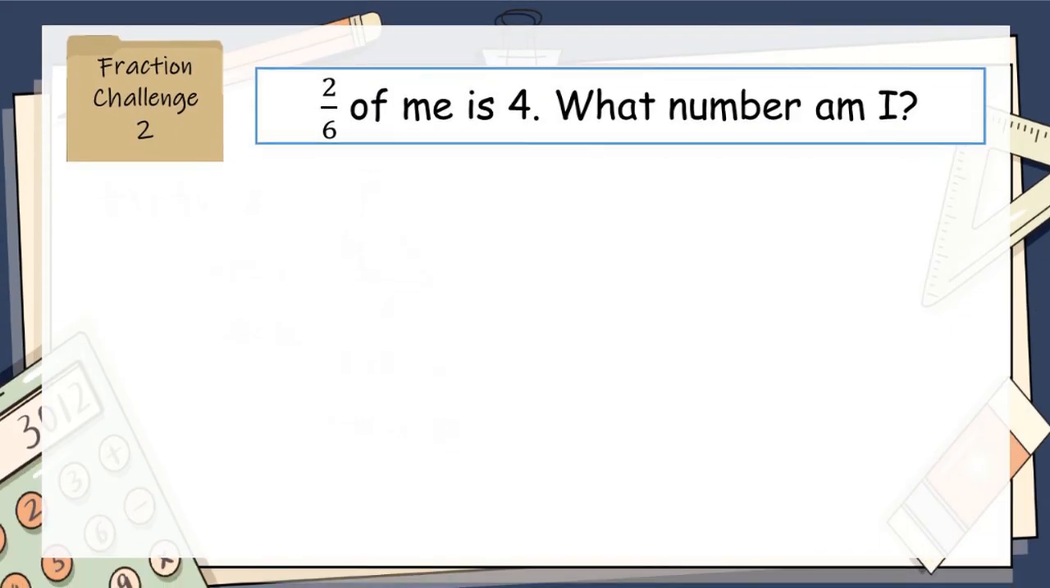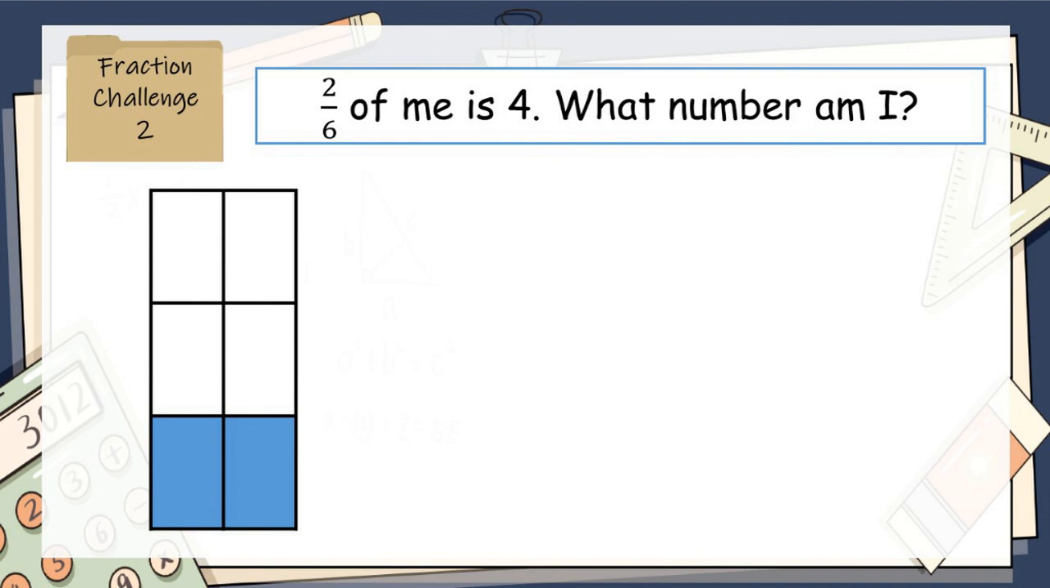Okay, try figure this one out by yourself. We'll take it nice and slow going step by step. 2/6 of me is 4. What number am I? The first thing you need to do is draw a picture with 6 equal parts. Then colour in 2 of them. Okay, now that you've got that done, fill in the information that you know. So we know that those two parts, when we add them together, are equal to 4. So if two parts, when we add them together, are equal to 4, what would one part be? Pause the video and see if you can figure it out.